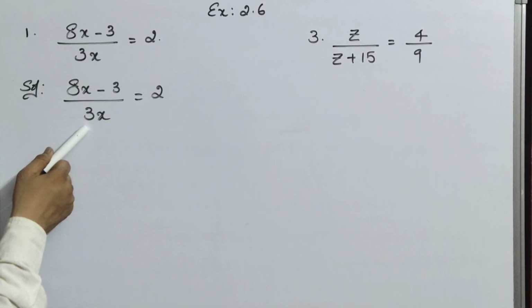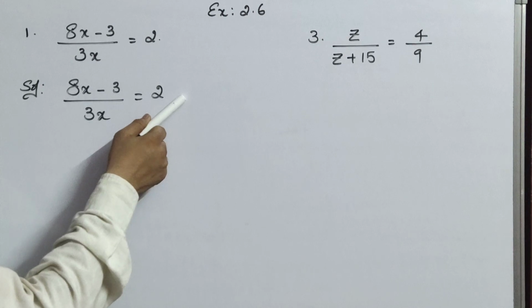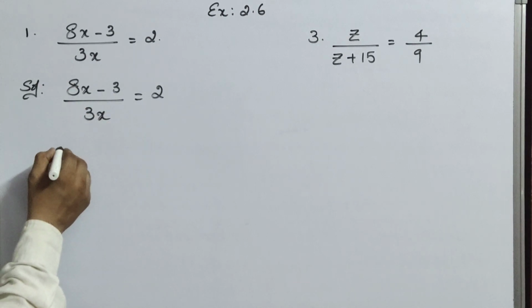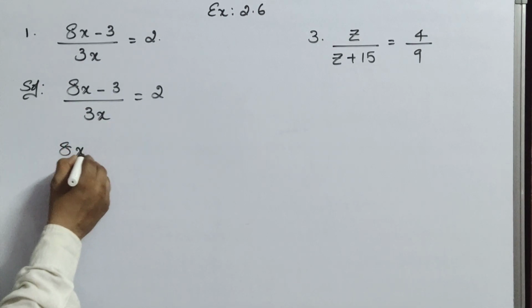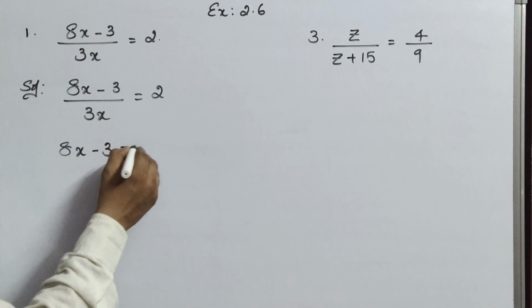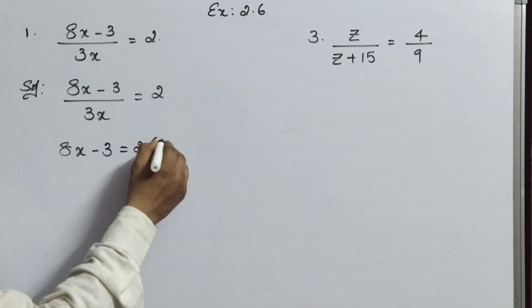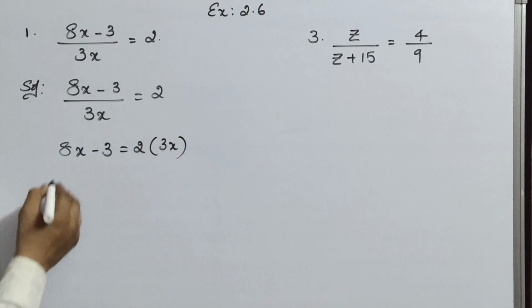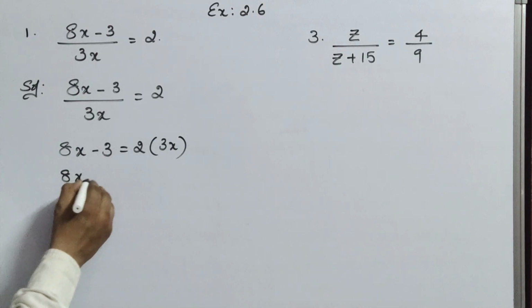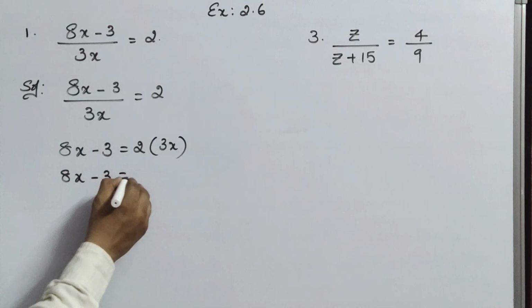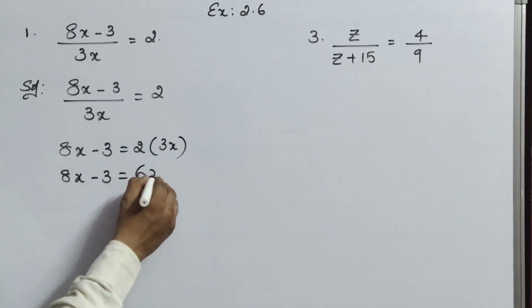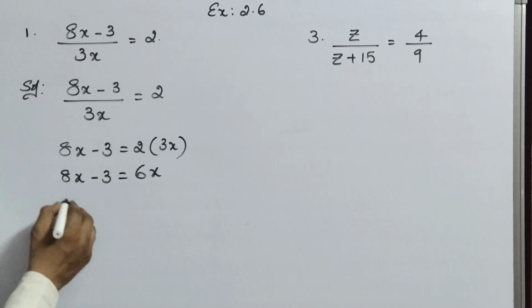Now here the denominator 3x is there. It will go that side, meaning what will happen? Into. So that is 8x minus 3 equals 2 into 3x. So 8x minus 3 equals 2 3s are 6x. Now bring all the x to one side.